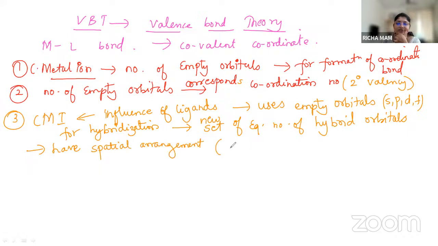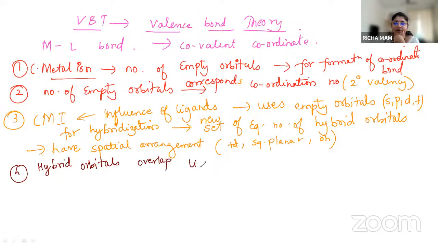Which are the different spatial arrangements? Like tetrahedral, square planar, and then octahedral. Then the next point: these hybrid orbitals will overlap with the ligand orbital.